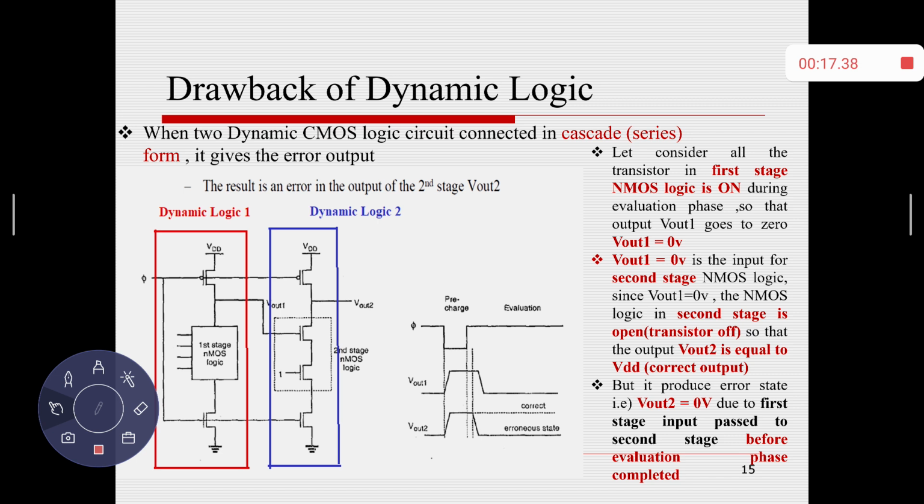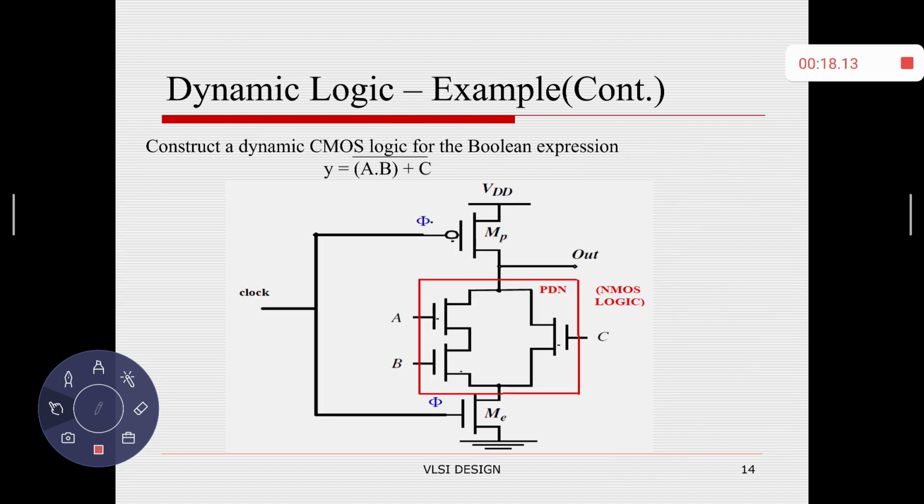But in dynamic logic, once the pre-charge operation is completed, before the evaluation phase of the first stage is completed, the output is connected to the input of the second stage. So this is called a wrong concept. Why? For example, during pre-charge operation, V out 1 stays at VDD level and V out 2 stays at VDD level. Both will be 1.